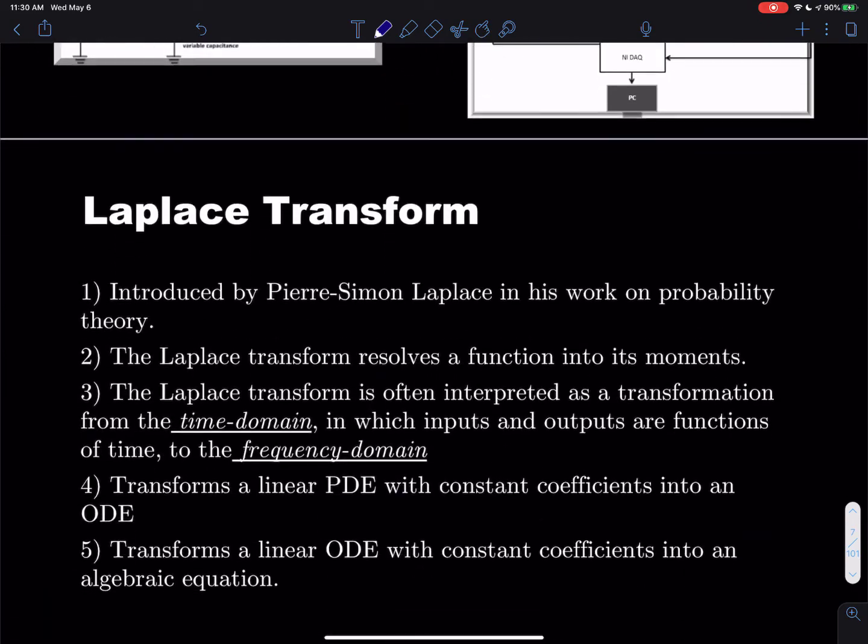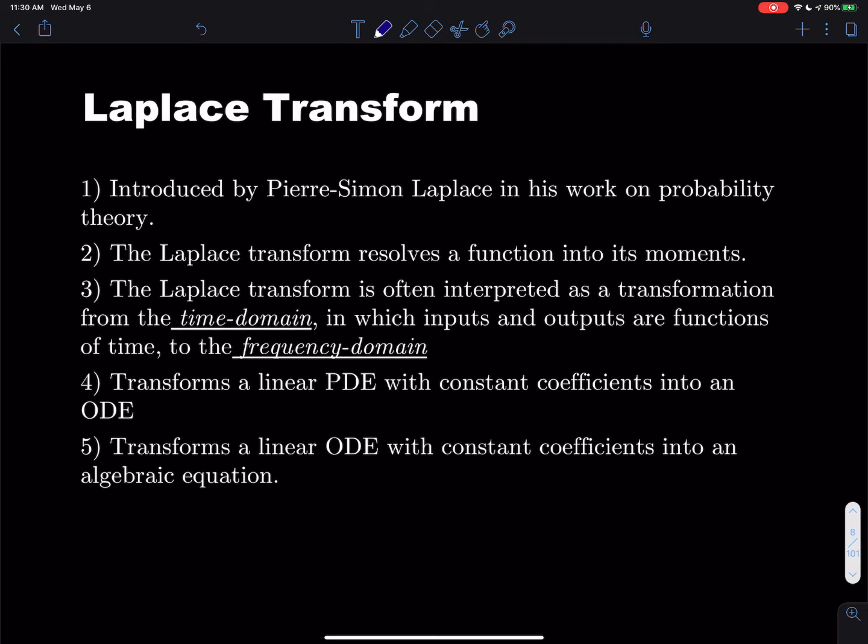So, introducing Laplace transform, it was introduced by Pierre-Simon Laplace in his work on probability theory, so that's what it came out of. It resolves a function into its moments. The Laplace transform is often interpreted as a transformation from the time domain, in which the inputs and outputs are functions of time, to the frequency domain, in which the inputs and outputs are functions of frequency. So again, Laplace transform takes a differential equation and converts it into an algebraic equation in terms of variable s, known as the frequency domain. You solve for the solution, and then you inverse Laplace it to get the actual time domain solution.